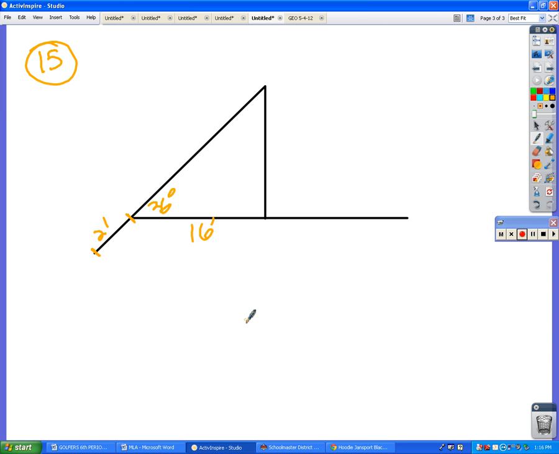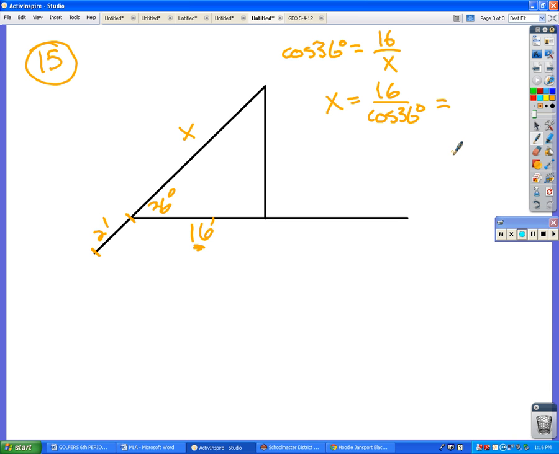Do I want to do cosine yet? Because I'm trying to find the hypotenuse. I know this side, which is the adjacent side. So the cosine of 36 degrees is the adjacent side divided by the hypotenuse. What do I do to solve this? Multiply or divide? Divide. Good. Switch those around. So x equals 16 divided by cosine of 36.